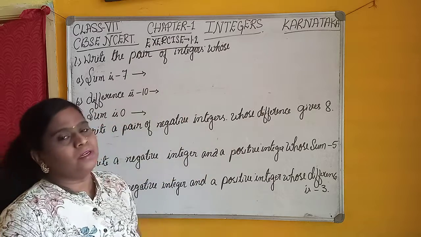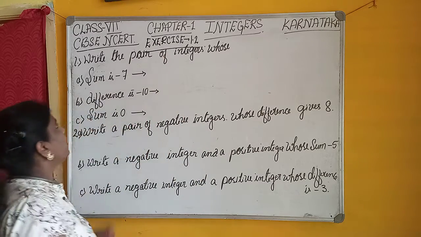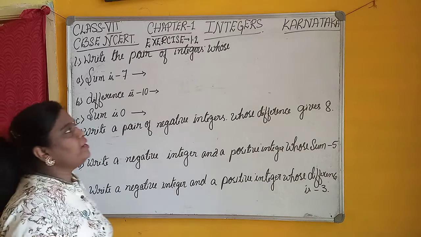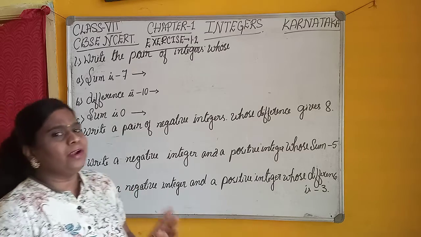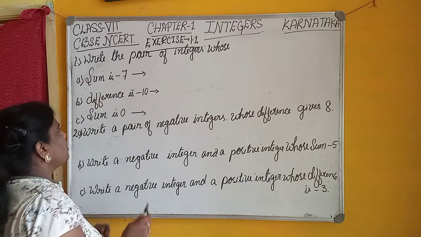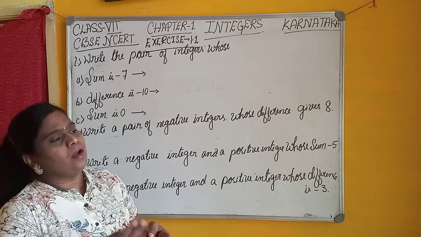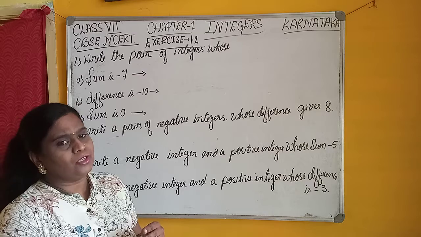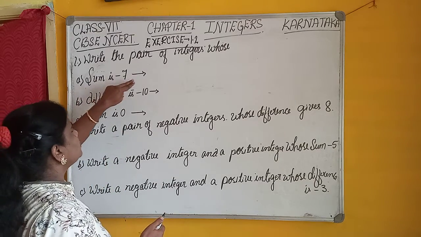In chapter 1, Integers, exercise 1.2, the first question: write a pair of integers whose sum is -7. We have to write a pair of integers whose sum should be -7. You can take two negative integers, or one positive and one negative integer. For example, the sum is -7.